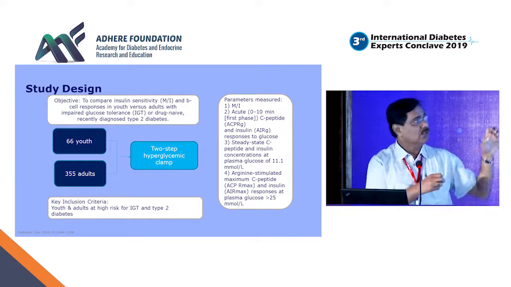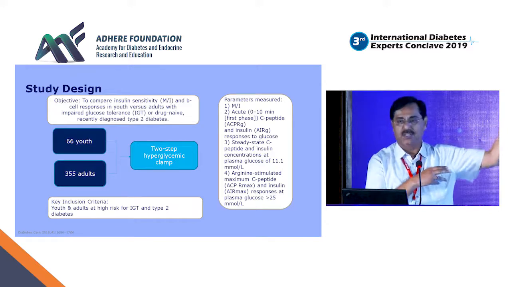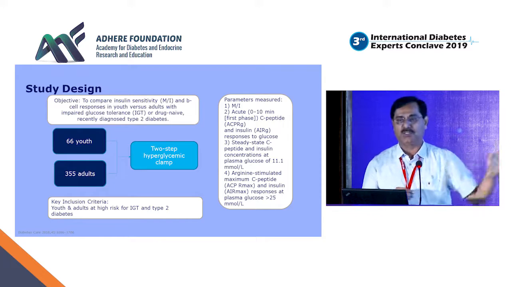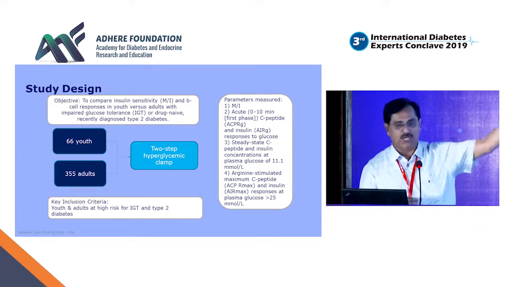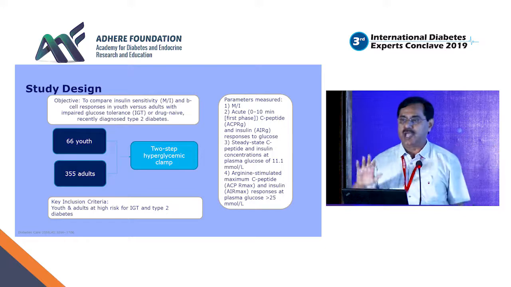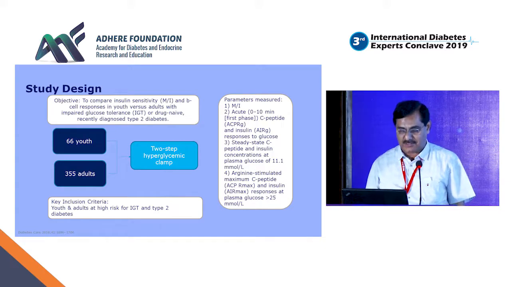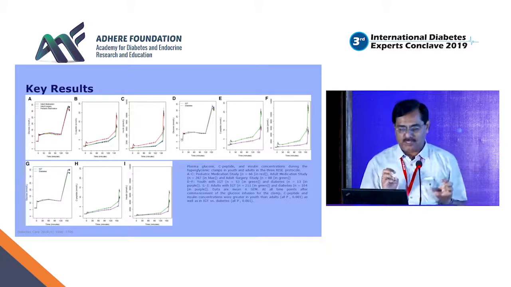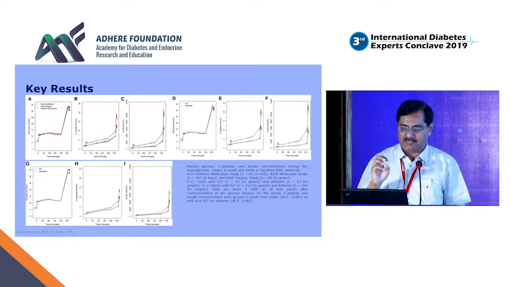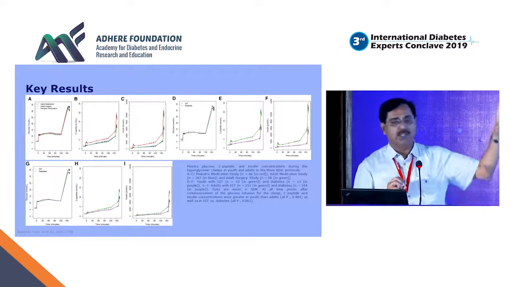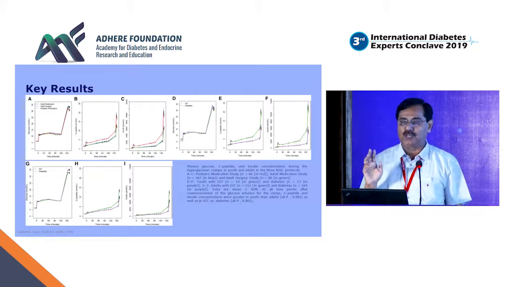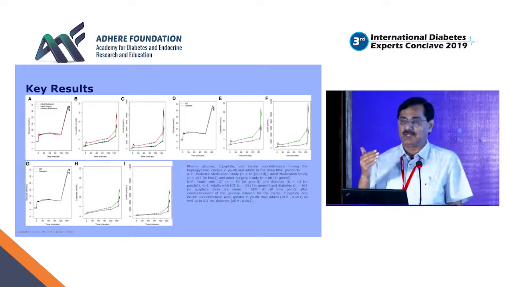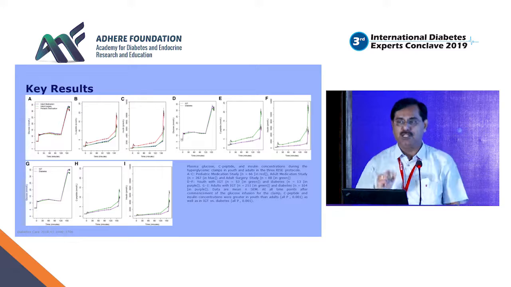So now let's start with a number of, let's say, 66 young patients with type 2 diabetes and 355 adults, subject them to these 2-step hyperglycemic clamp studies, and look at those parameters which I just mentioned to you, and the results will be very, very smart. Now look at this. A, B, and C are depicting the glucose level, the C-peptide level, and the insulin level. And what you see is that irrespective of which group you are talking about, you have the same pattern. But when it comes to the C-peptide and insulin response, in the youth, you clearly see the difference.